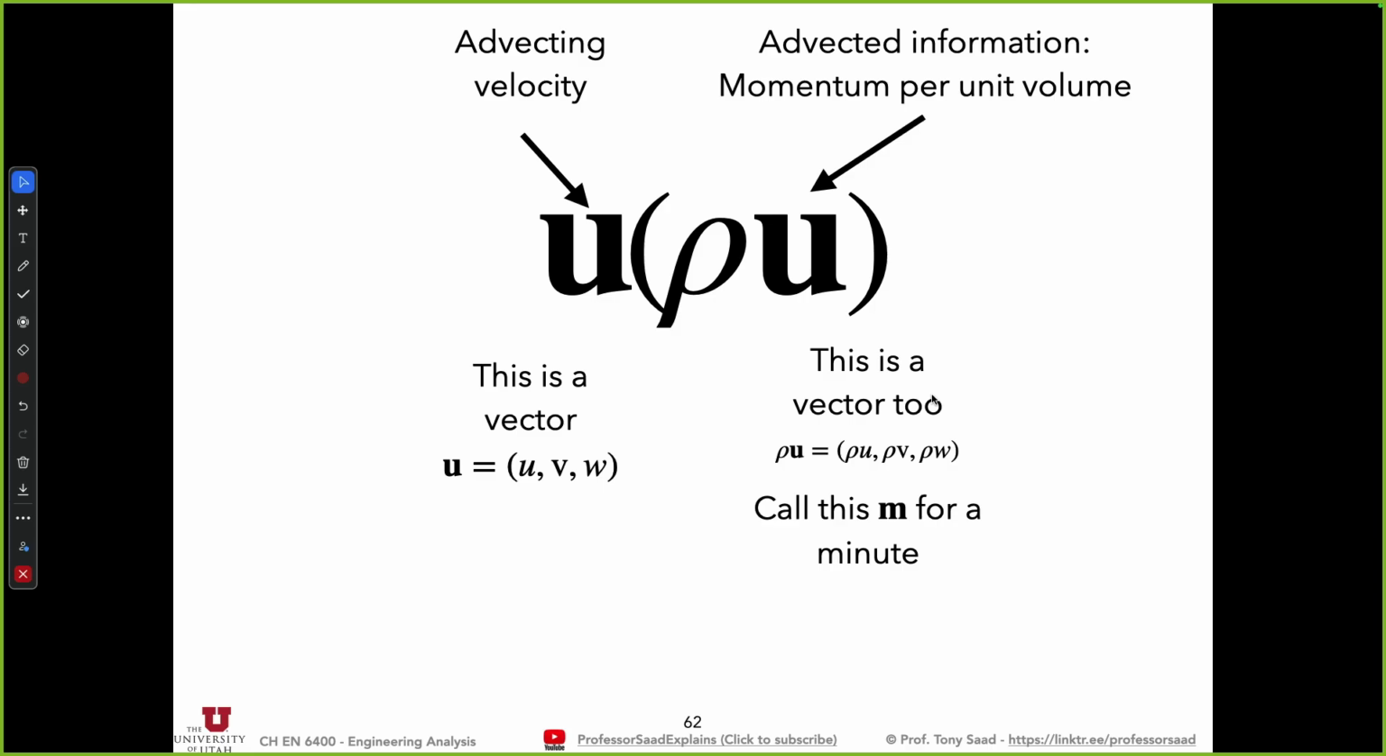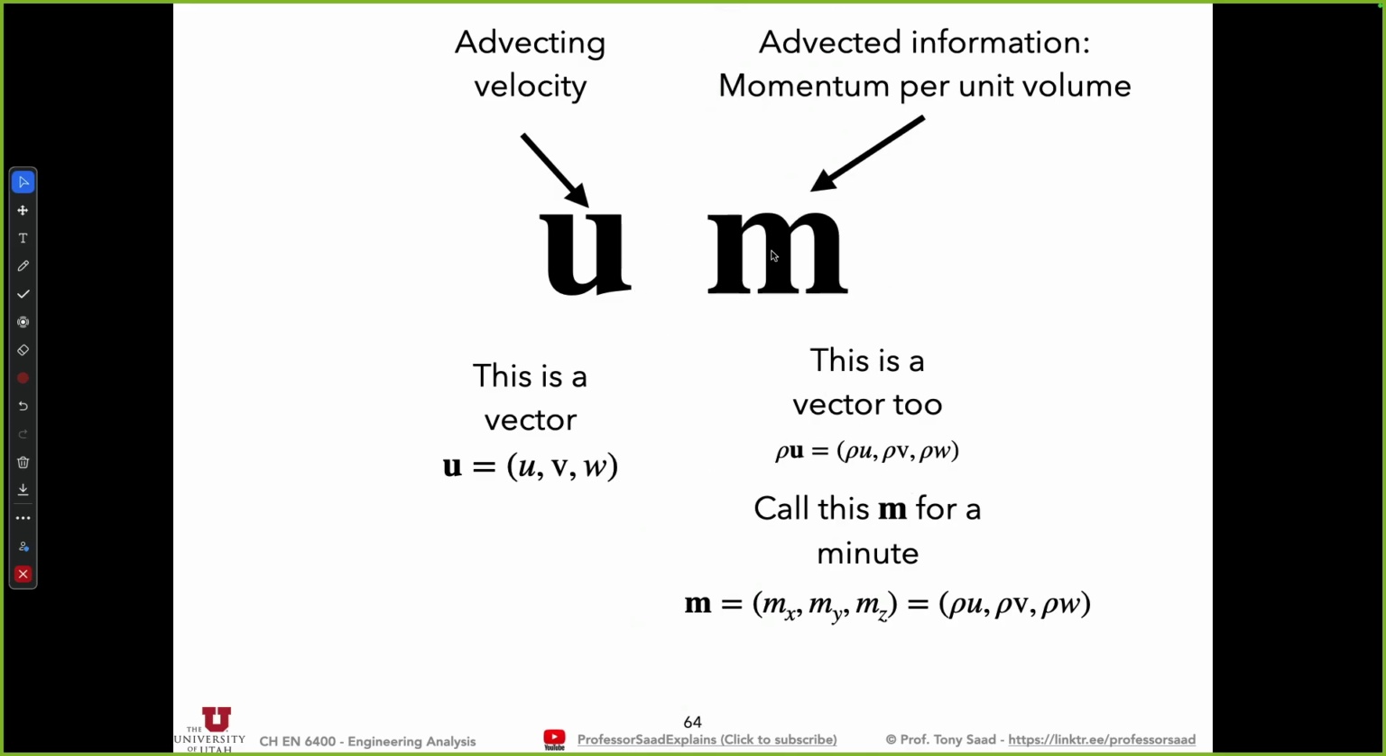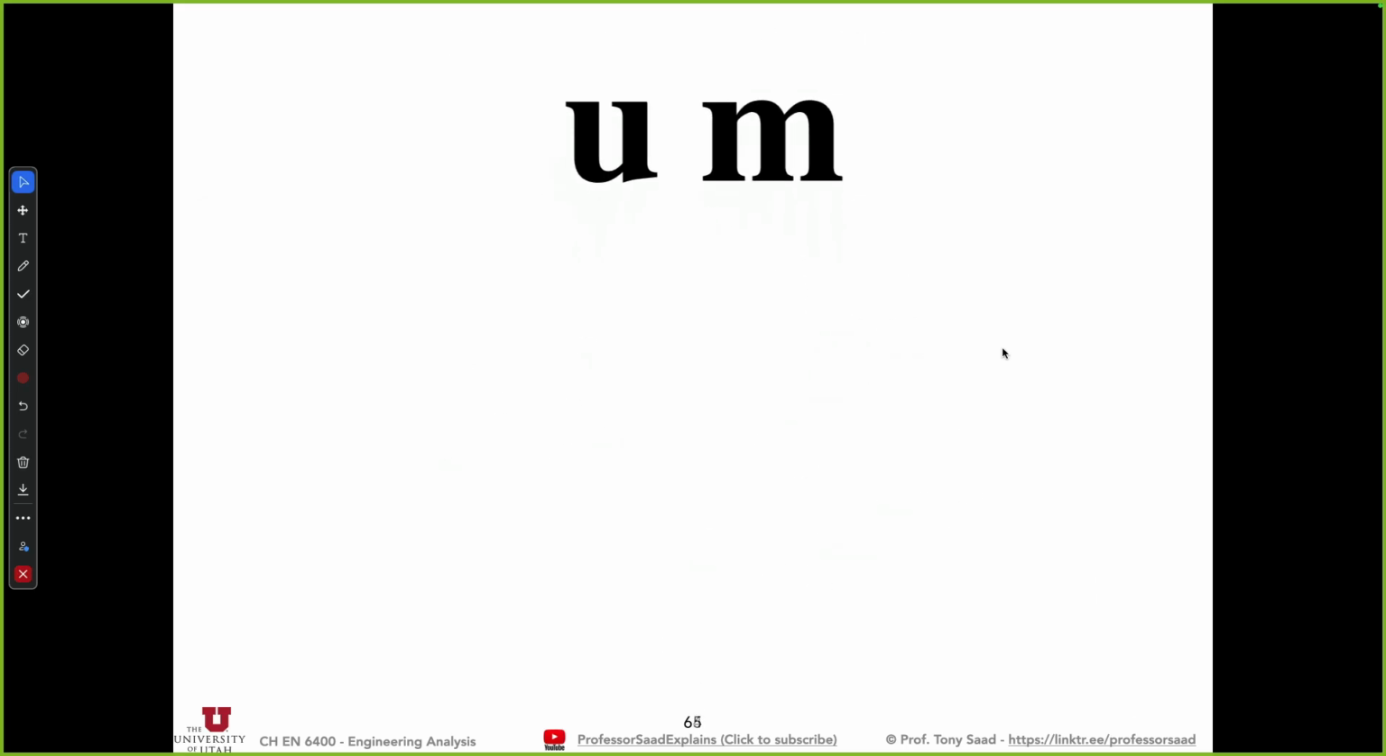So I'll have u times m, okay? And m is simply just a vector, mx, my, mz, and that corresponds to rho u, rho v, rho w. It just didn't do anything except change nomenclature for a second. Okay, so I'm going to call this m, all right? And there are several ways to think about this. So we know the answer, right? Because we know the individual components of the momentum equations, right? So we know how to untangle this. We just want to wrap our head around this new nomenclature that I'm using.